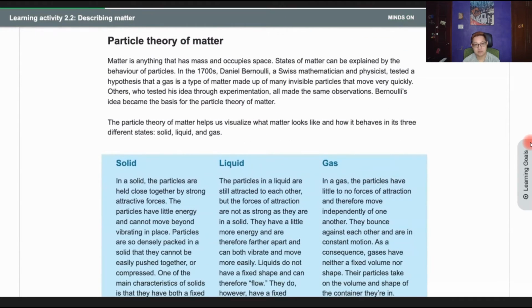Particle theory of matter helps us visualize what matter looks like and how it behaves in three different states: solid, liquid, and gas.